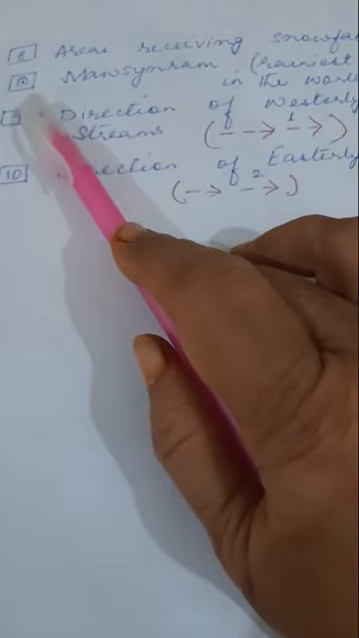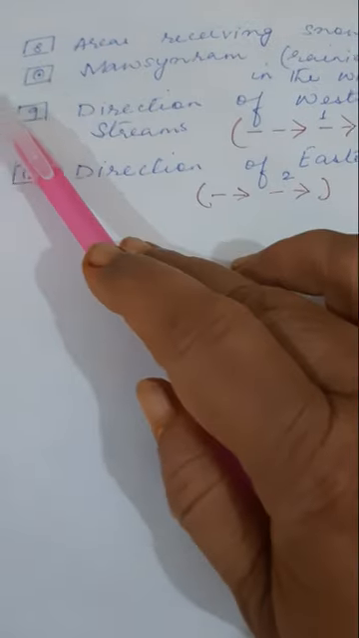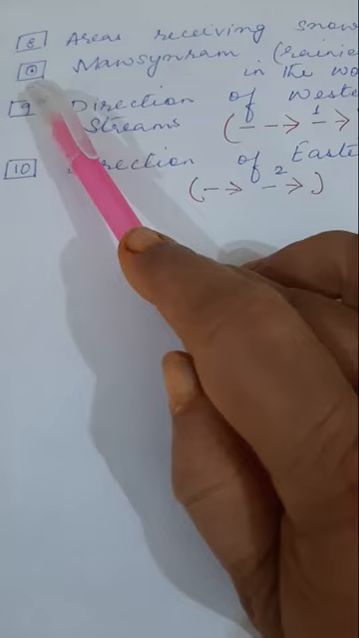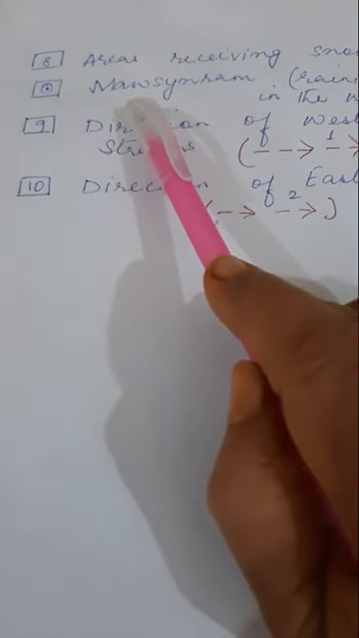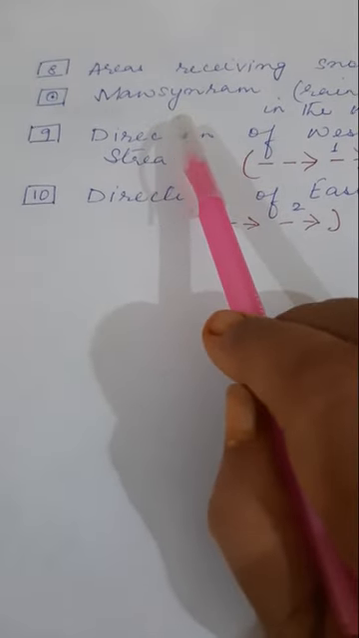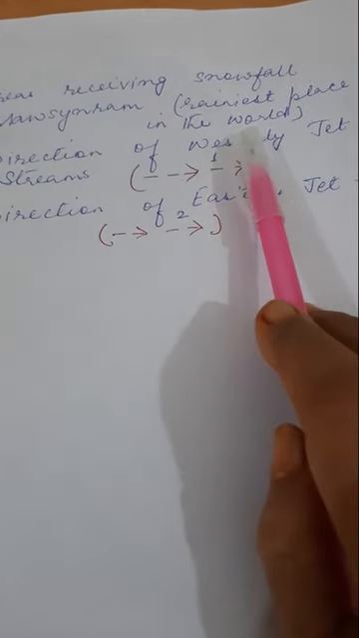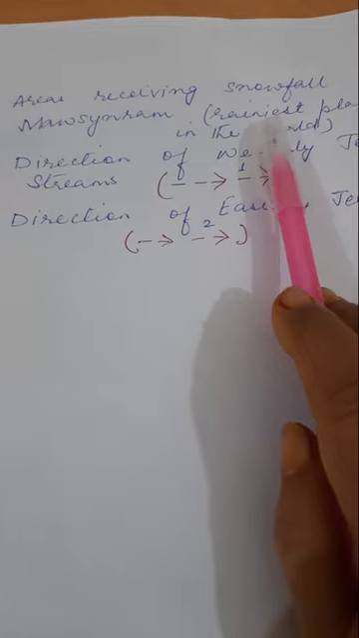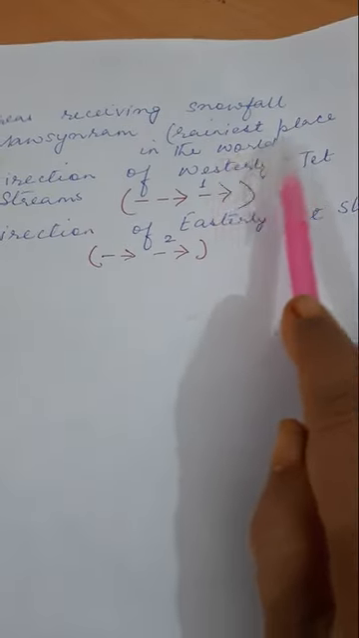The next one I have given a dot and encircled it because it's the name of a place, Mawsynram, which is the rainiest place in the world. So please mention it, children. So while doing your map work, it will be very much clear to you that it is the rainiest place in the world.